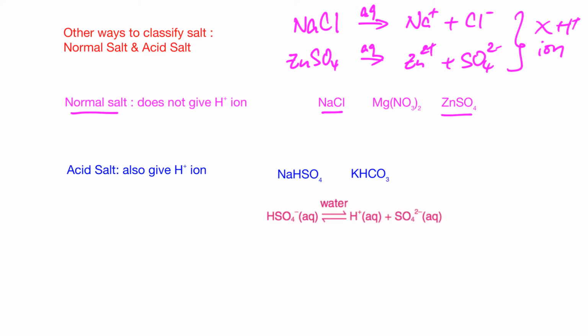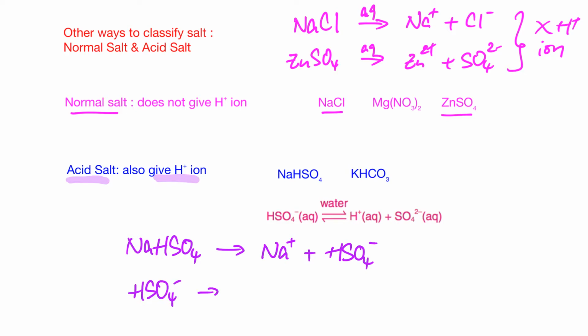But in some of the cases, we will find that there is a hydrogen ion given out. Take for example NaHSO4, we call this one sodium hydrogen sulfate. For sodium hydrogen sulfate, we'll give out Na+ and hydrogen sulfate ion. But this hydrogen sulfate ion will further react and give out hydrogen ion as well.